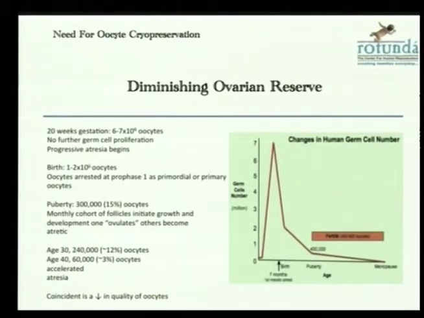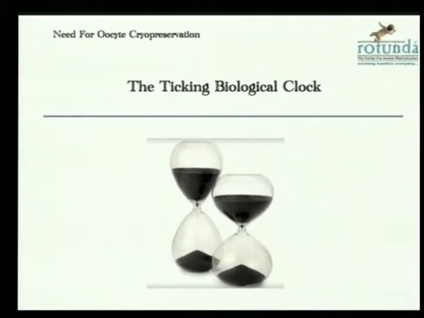And unfortunately, the decline in numbers is also associated with a decline in quality. So unfortunately, the aging process starts really early for women. So there is a ticking of the biological clock and it goes only one way. The reservoir of oocytes is getting depleted. There is now what we know as gamete exhaustion.